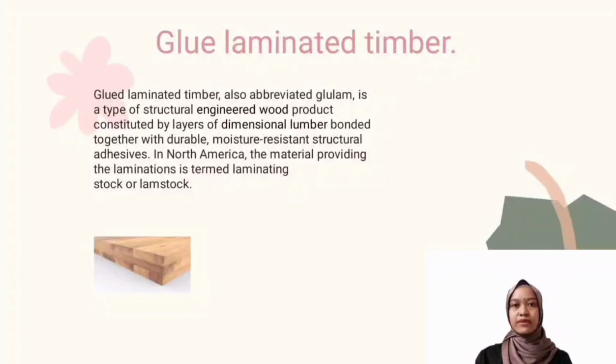Next is glue-laminated timber. Glue-laminated timber, also abbreviated glulam, is a type of structural engineered wood product constituted by layers of dimensional lumber bonded together with durable, moisture-resistant structural adhesives. In North America, the material providing the laminations is termed laminating stock or lam stock.